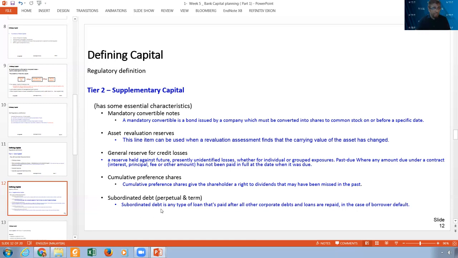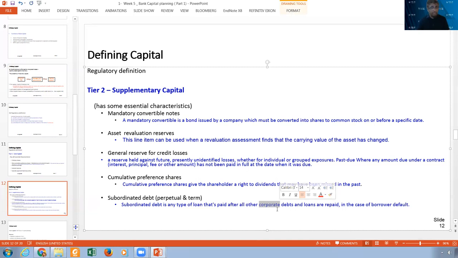And finally, we have subordinated debt. Now, subordinated debt is any type of loan that is paid after all other corporate debts and loans. So if we participated with any company as capital, our participation or investment from capital in the other companies will be paid to us after all debtors are paid. So actually we are like the people who receive the residual value. That actually is still capital, but still under the subordinated debt.